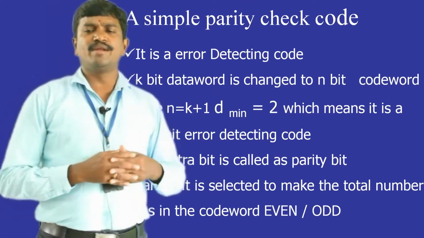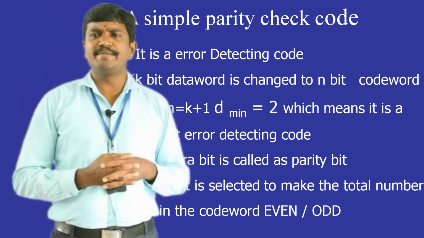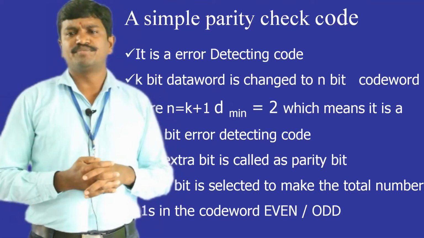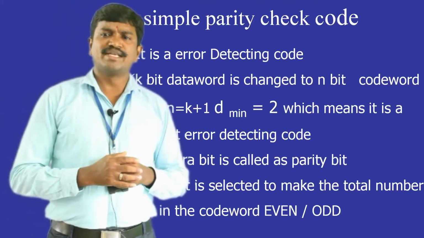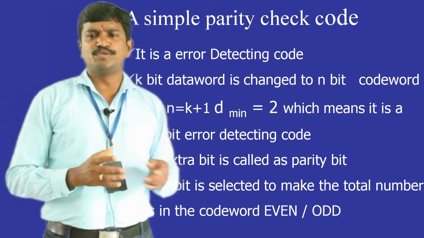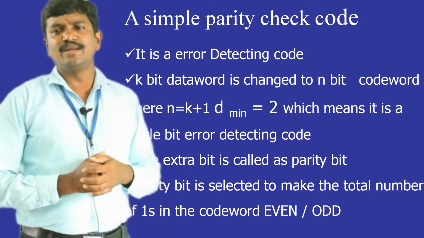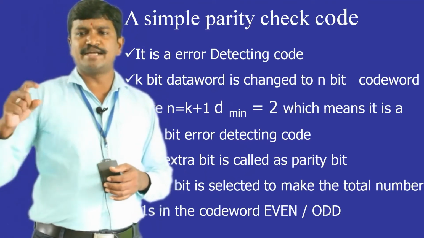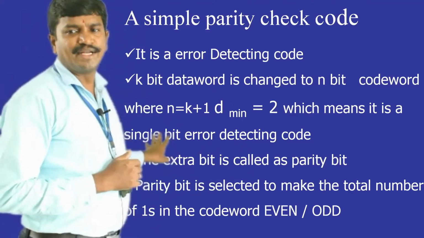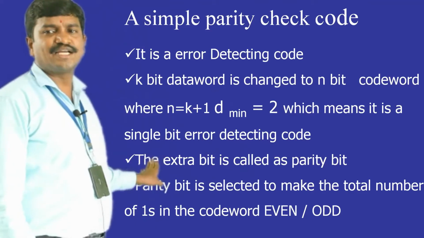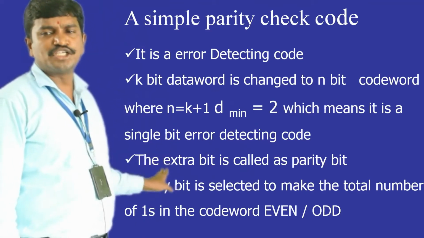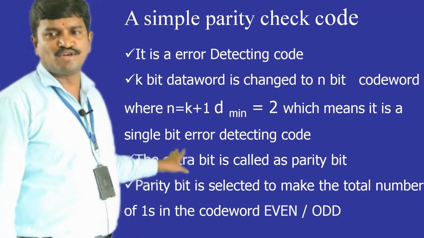Now the minimum Hamming distance maintained by simple parity check, d min, is equal to 2, which means it is going to detect single bit errors. Single bit errors at multiple places, that's okay. And there is one more thing: that extra bit we call the parity bit, and it is also known as VRC, vertical redundancy check, which we have already covered.